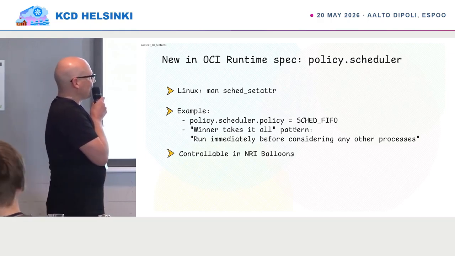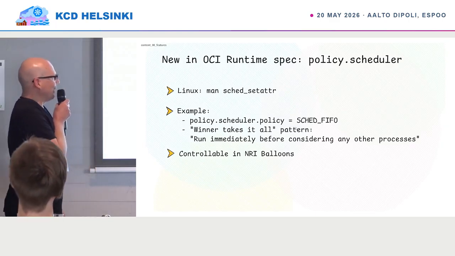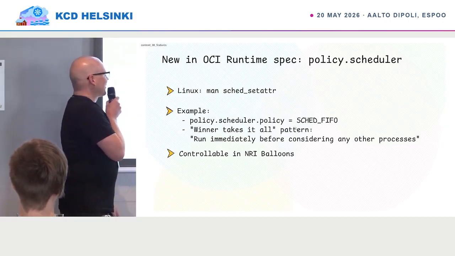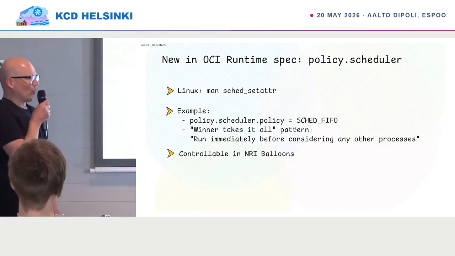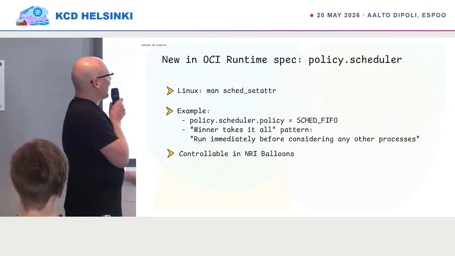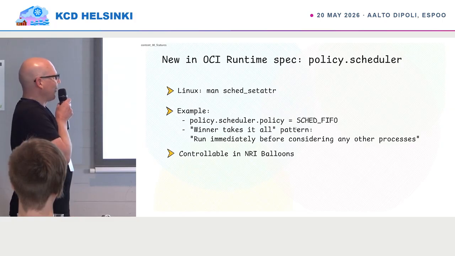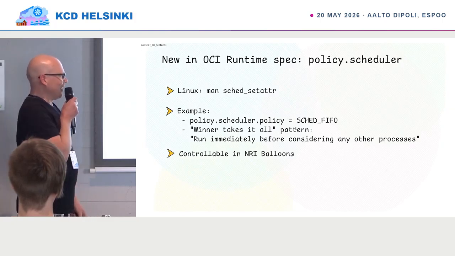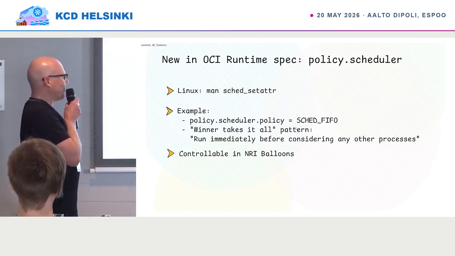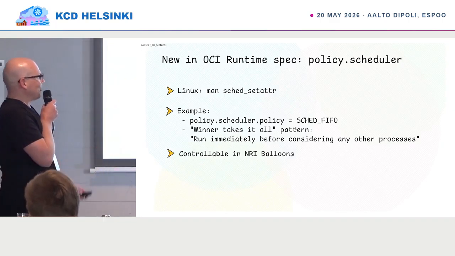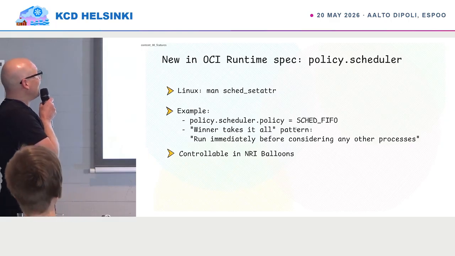And these real-time scheduling policies, of which there are a couple in the Linux kernel, implement a so-called pattern that I would describe as winner takes it all. So when there is a process that is ready to run and it has the SCHED_FIFO scheduling policy, it means that the kernel will run it immediately. It will find a CPU. If there is someone already running there, it will kick it out so that this real-time process will get running there. And now we have NRI balloon support for this, as you will see later.